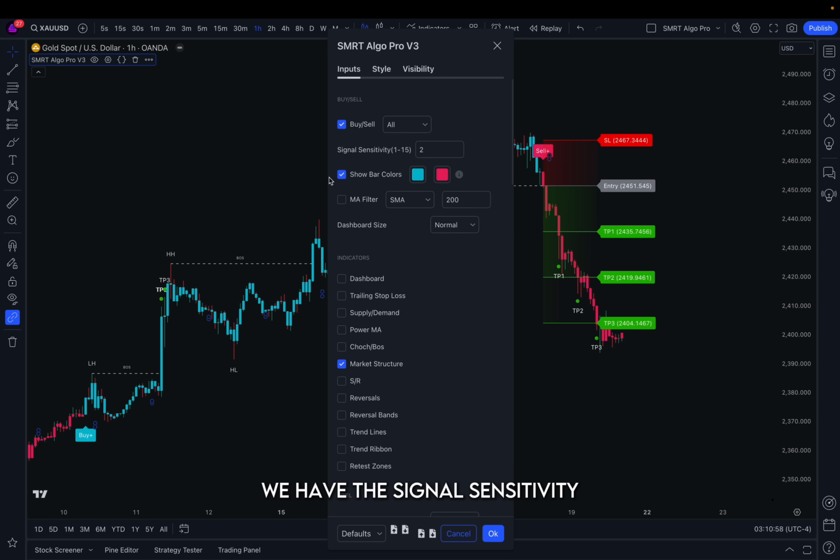Next up, we have the signal sensitivity. Compared to the SMRT Algo Pro V2, where the signal sensitivity was based from low, medium, and high, we've now added a much more customizable setting for the sensitivity, where you can set it anywhere from 1 to 15, 1 being the most sensitive and 15 being the least sensitive. The lower the value, the more signals you'll get, and the higher the value, the fewer signals you'll get. If you increase the signal sensitivity, you'll end up with signals that trend longer.